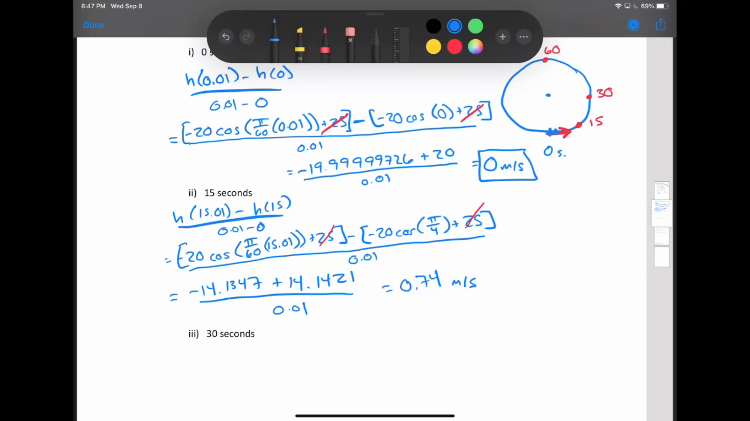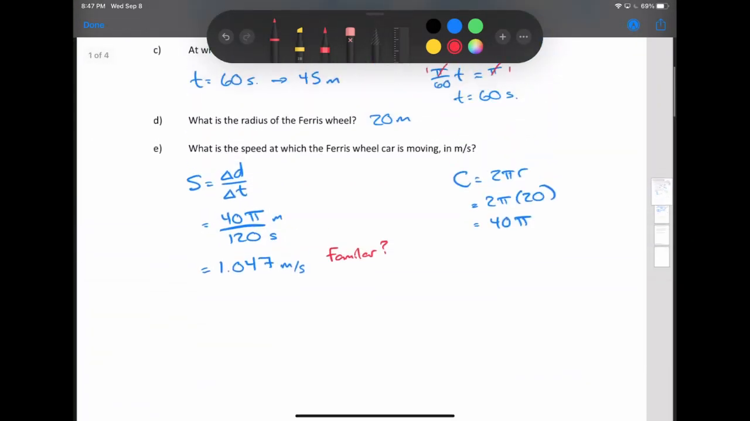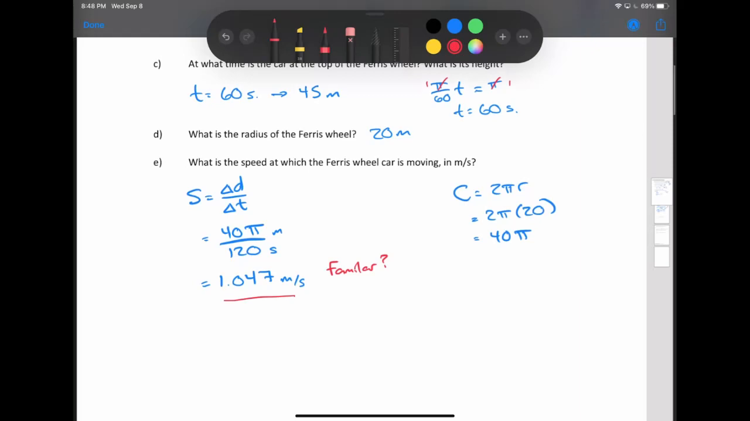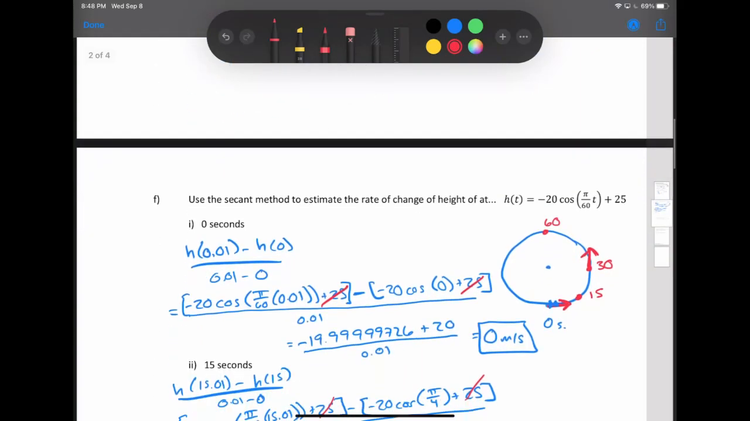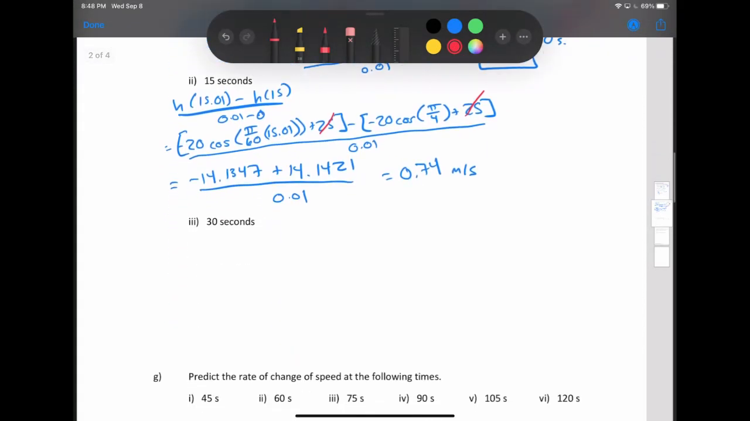Now at 30 seconds, again going back up to our diagram, it's moving directly upwards. So I'm going to predict that if we actually solve this using the proper method, we should get this number, 1.047 meters per second, which we got in a completely different way, by the way. So let's try that.